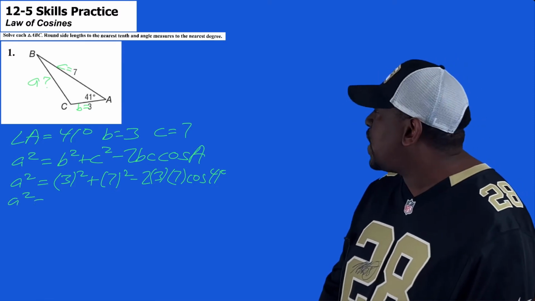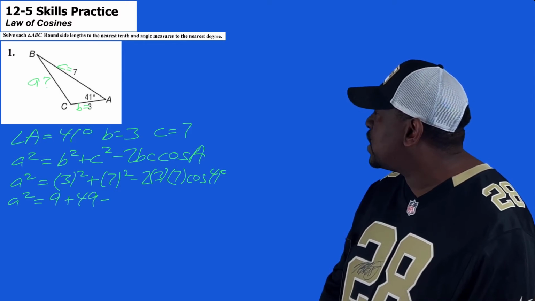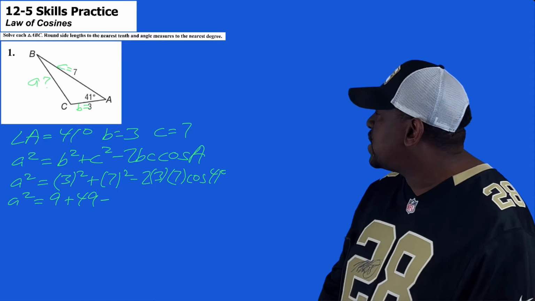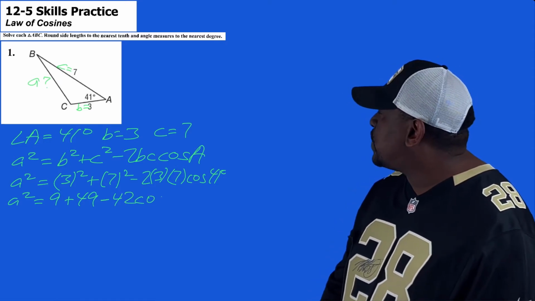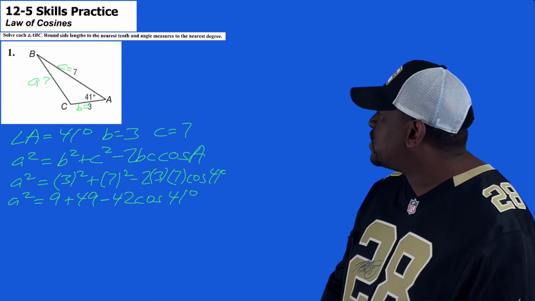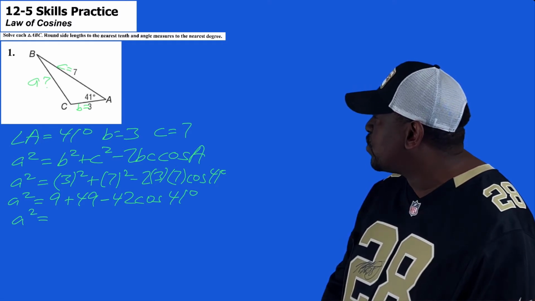And we're simplifying for A. We're solving for A. So we have A squared equals 3 squared plus 7 squared minus 2 times 3 times 7 times cosine of 41 degrees. We simplify using order of operations. 3 squared is 9, 7 squared is 49. We multiply 2 times 3 times 7, that's negative 42 cosine of 41 degrees.